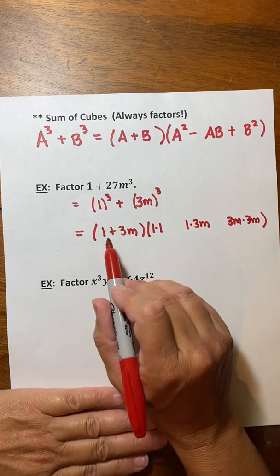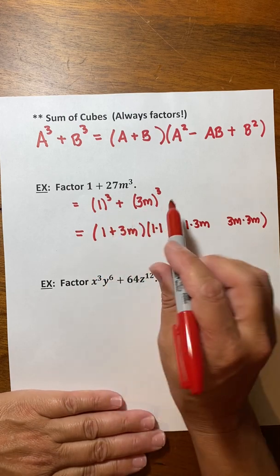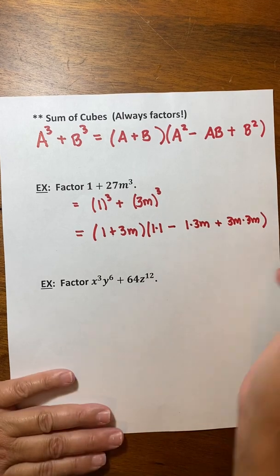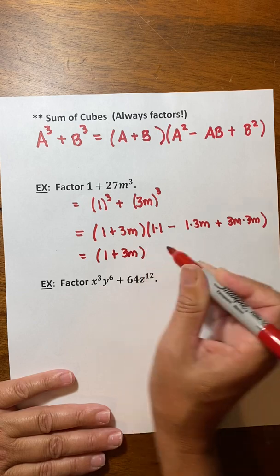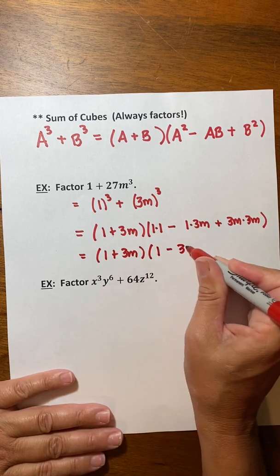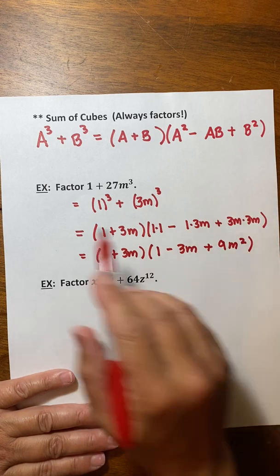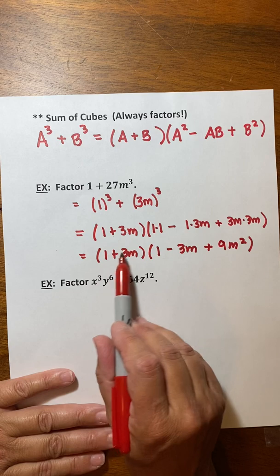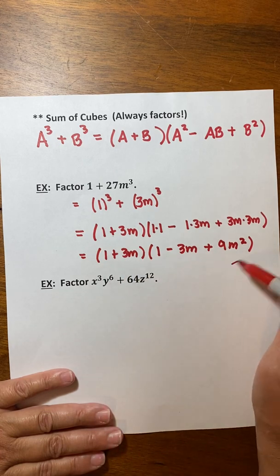Now the signs. We started with a positive, same sign we start with. We're going to switch to the opposite sign and always end with a positive. And now we just clean this up: 1 plus 3m times 1 minus 3m plus 9m squared. So 1 plus 27m cubed can be broken down into 1 plus 3m times 1 minus 3m plus 9m squared.